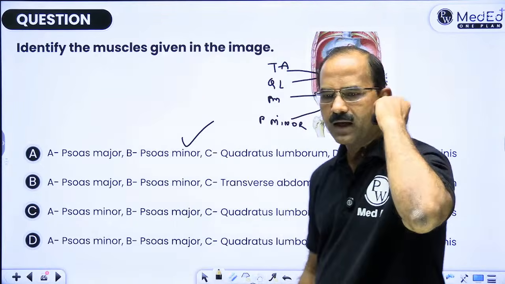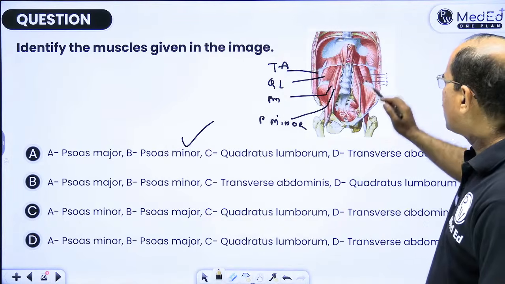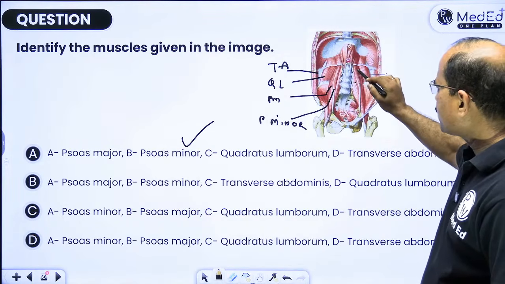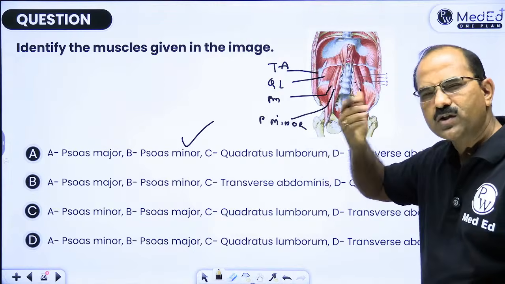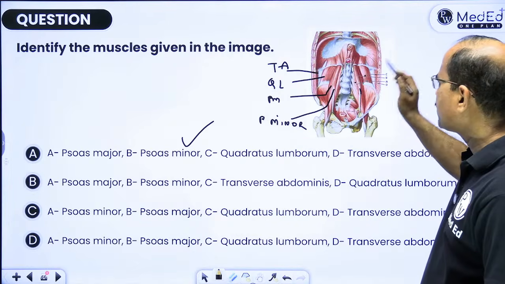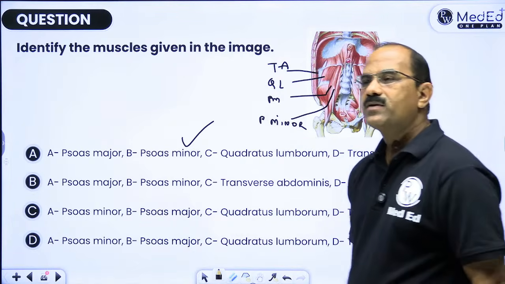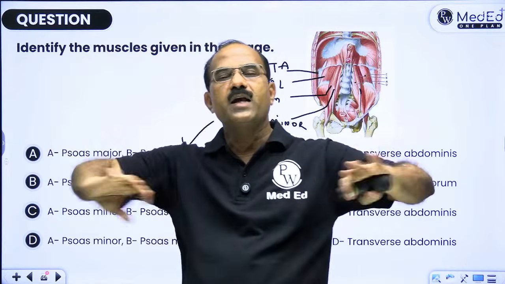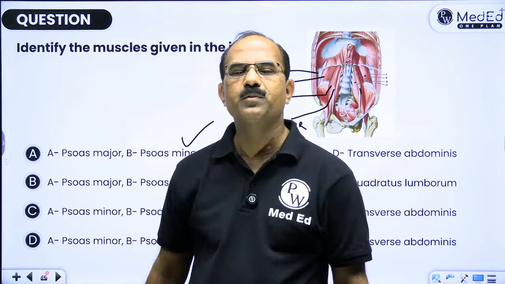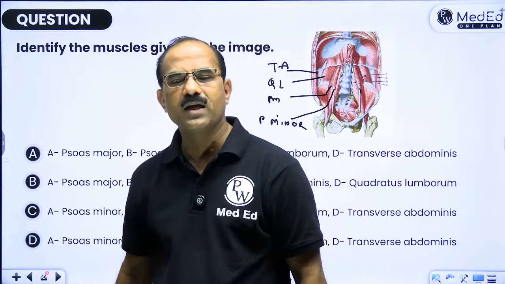So this big muscle is psoas major, on top of it the small muscle is psoas minor, this is quadratus lumborum, this is transverse abdominis. So these muscles are going to form the posterior abdominal wall.